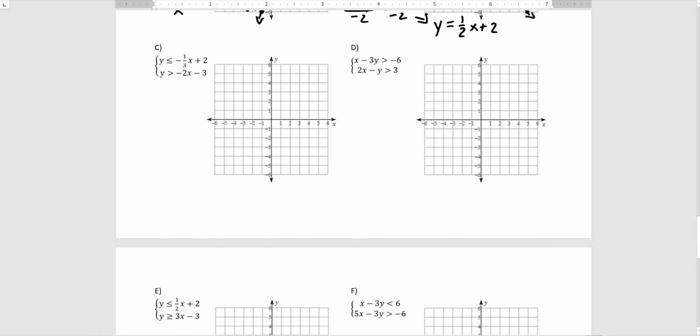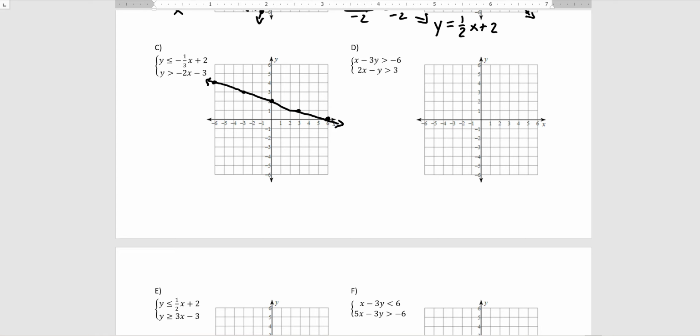Let's look at letter C. Y is less than or equal to -1/3 x plus 2. Y is greater than -2x minus 3. Well, -1/3 x plus 2: y-intercept of 2, down 1, right 3, down 1, right 3, up 1, left 3, up 1, left 3. Solid or dash line here? Solid, of course. So I'm going to make a solid line.